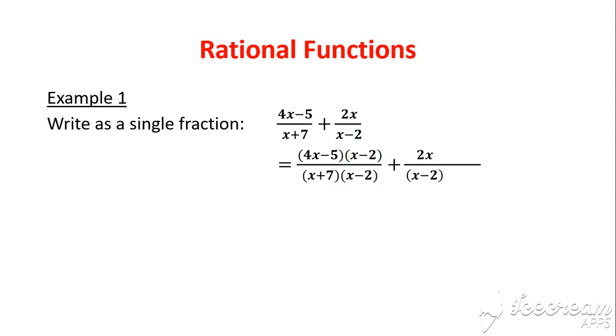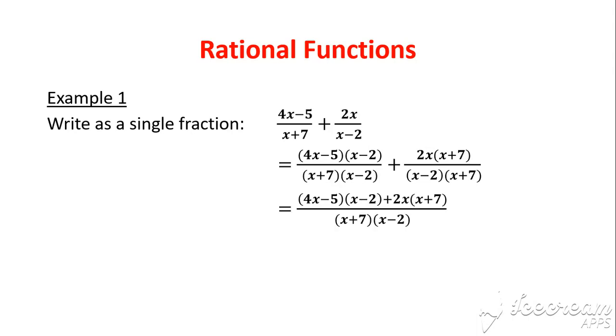Right, now let's put our plus sign and move on to our second fraction, 2x over x minus 2. We're going to times the top and bottom by the denominator of the first fraction, which is x plus 7. And again, put everything in brackets, please. Right, now we've got a common denominator, so we can add the top parts and leave our bottom denominator the same. Wait, what just happened?